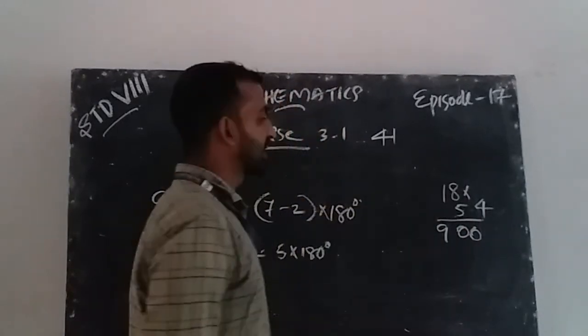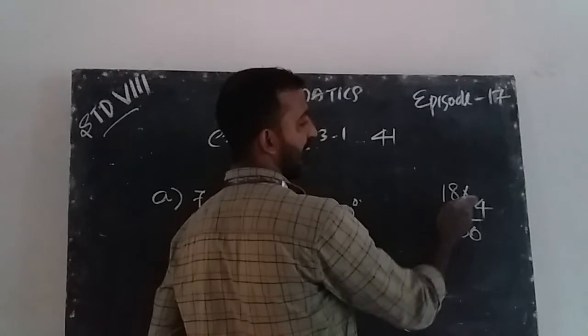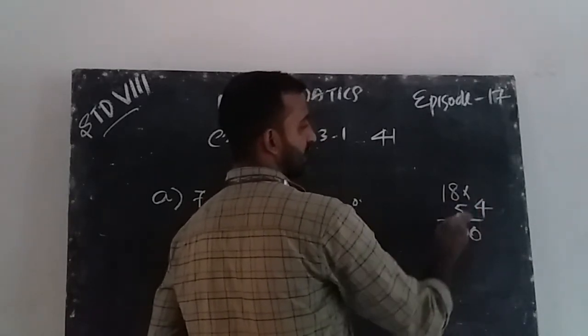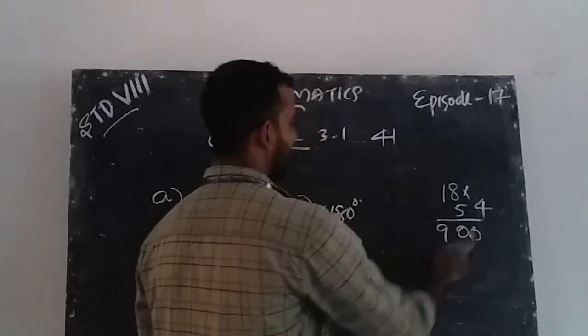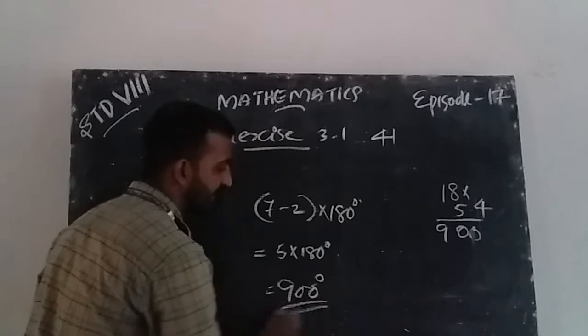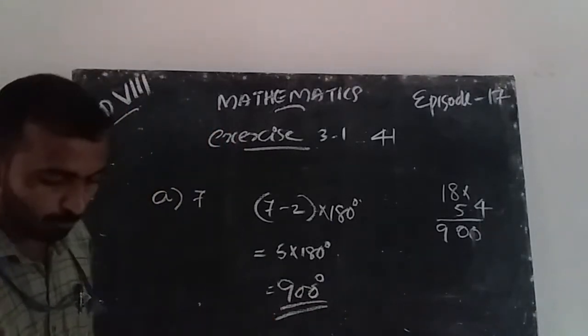8 into 5 is 40, 0, 4 carried, 1 into 5 is 5, and 4 is 9. Then we add a 0, that is 900. Is it? Yes.